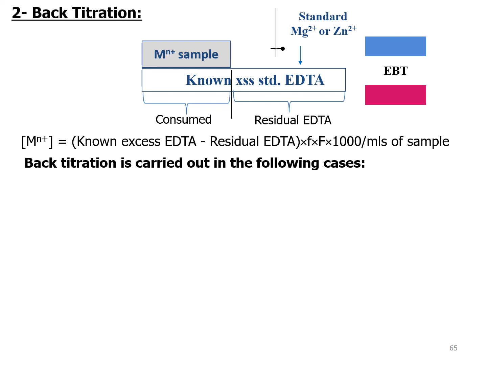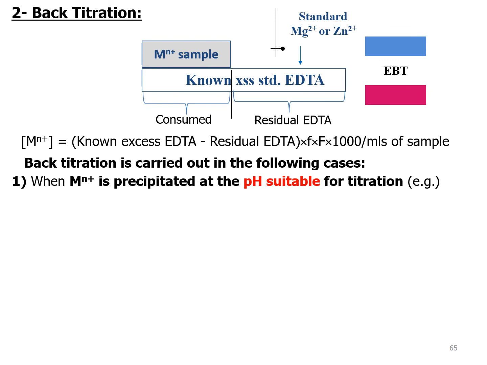If you want to calculate the concentration of the metal, we use this equation: known excess EDTA minus the residual EDTA, and then multiplied by the factor, 1000, divided by the milliliters of the sample.